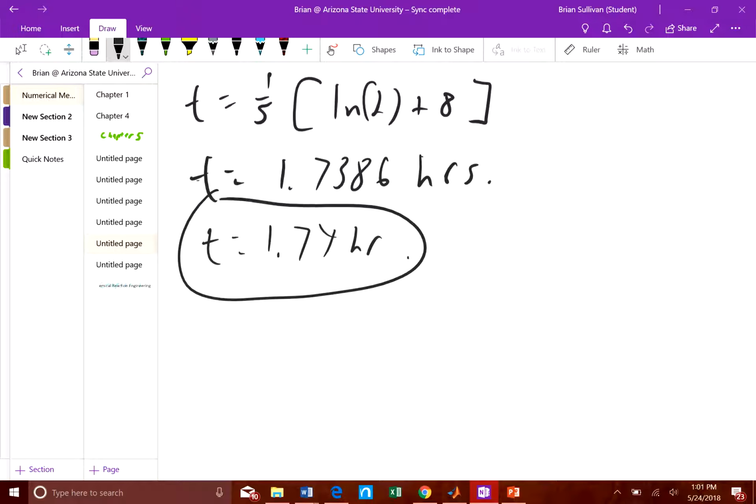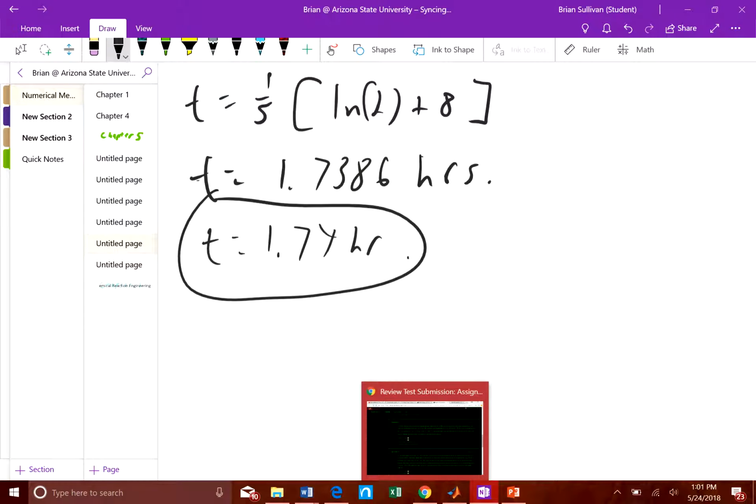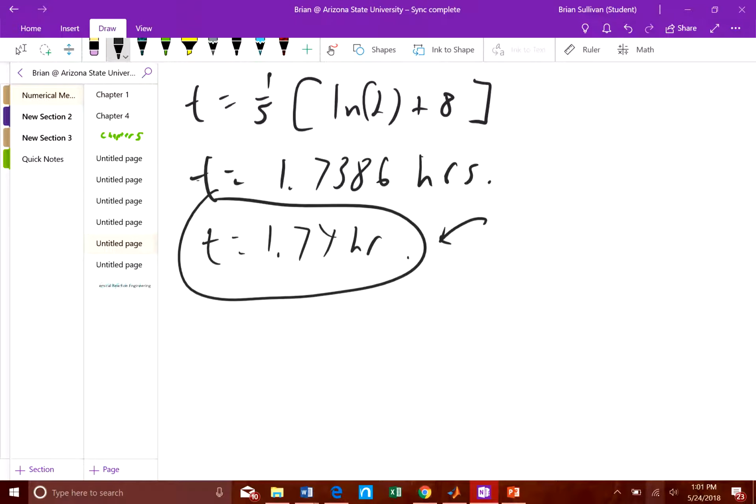Okay, guys, I hope this one helped. It was a little different. This time you're solving for time. Usually you have the time and you're solving for concentration, but this is flipped over. So I hope that helped, and I hope it helps you on your exam.